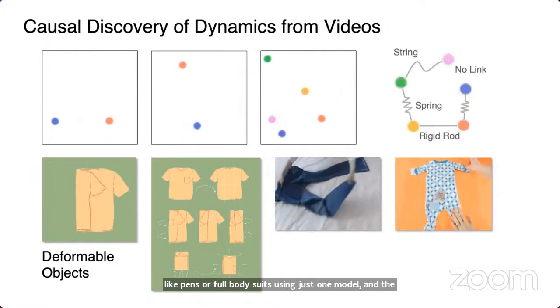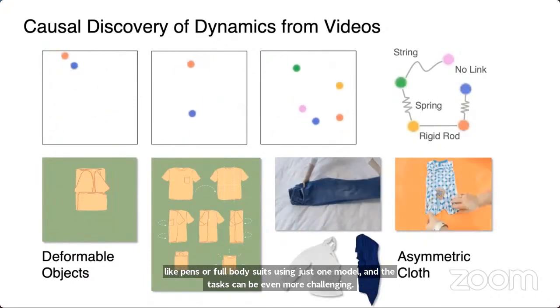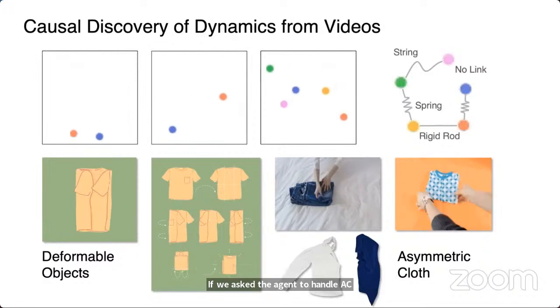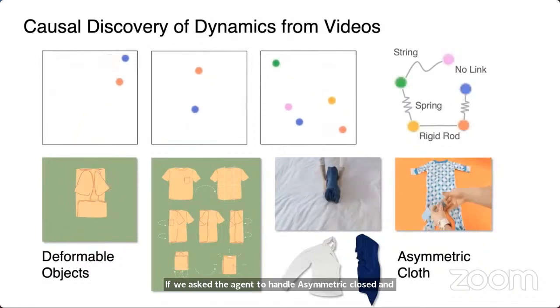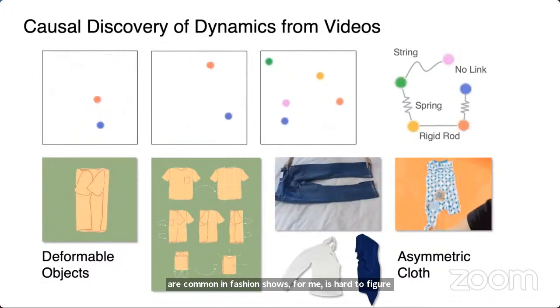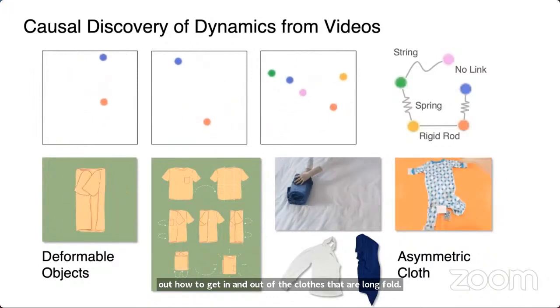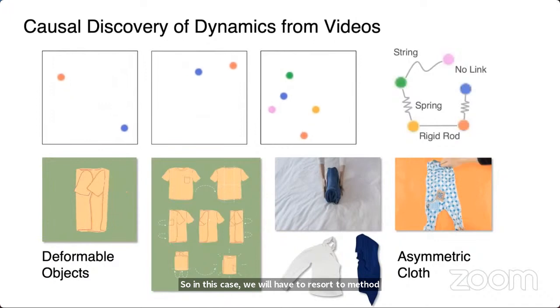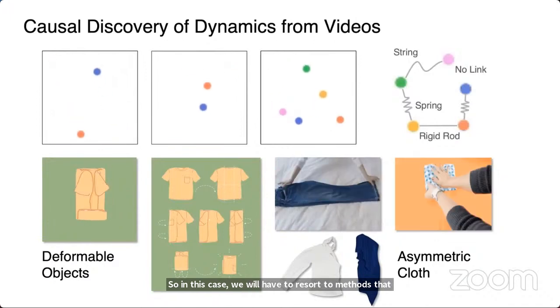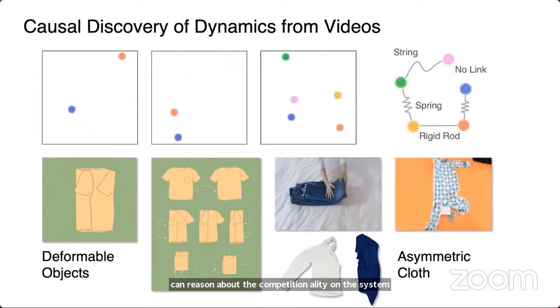And the task can be even more challenging if we ask the agent to handle asymmetric clothes that are common in fashion shows. For me, it is hard to figure out how to get in and out of the clothes that are long fold. So in this case, we will have to resort to methods that can reason about the compositionality of the system and understand the causal relationships between different entities. If you use a single end-to-end model to learn the dynamics, you can try and fit to a particular system, but won't be able to generalize.